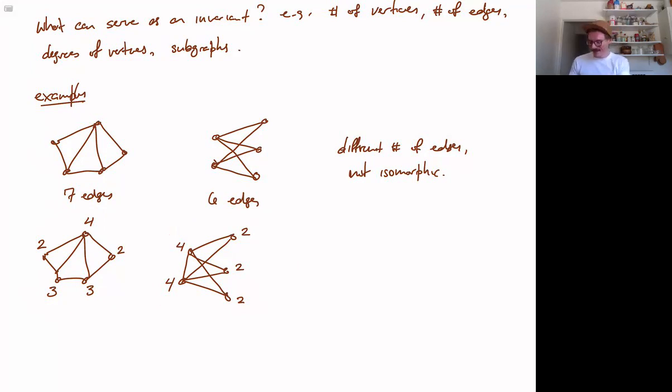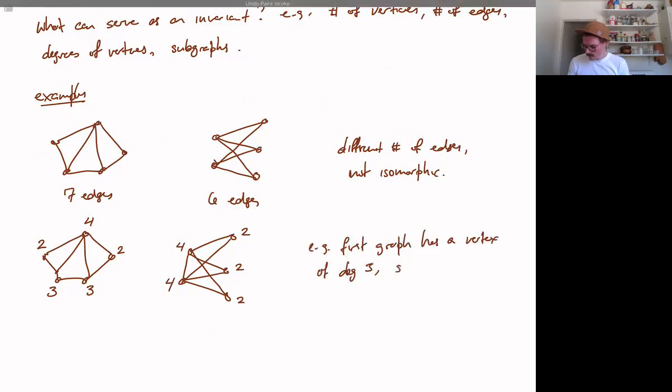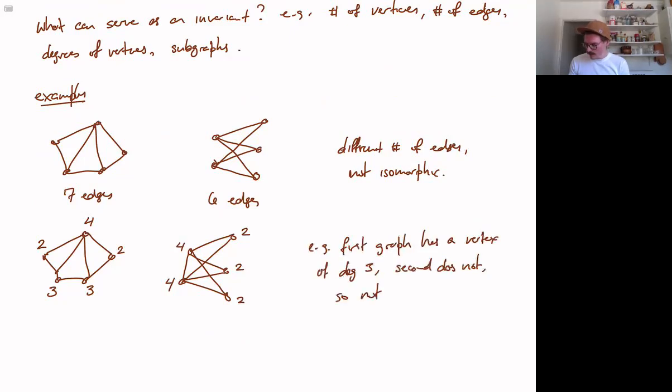I wrote some nonsense on my notes, but I think what I've said is true. Someone please correct me if I'm wrong. But, so for example, the first graph has a vertex of degree 3, second does not. So they are not isomorphic.